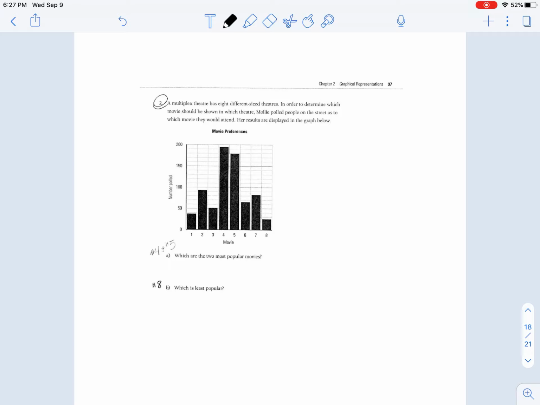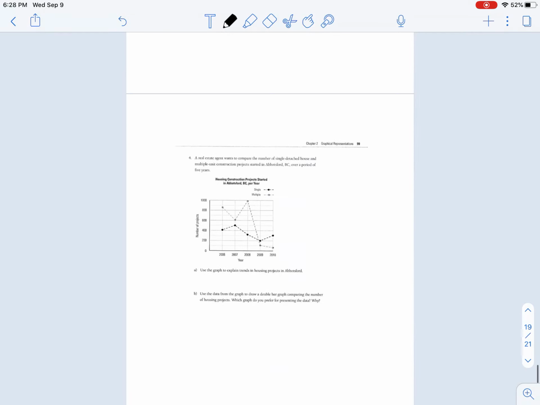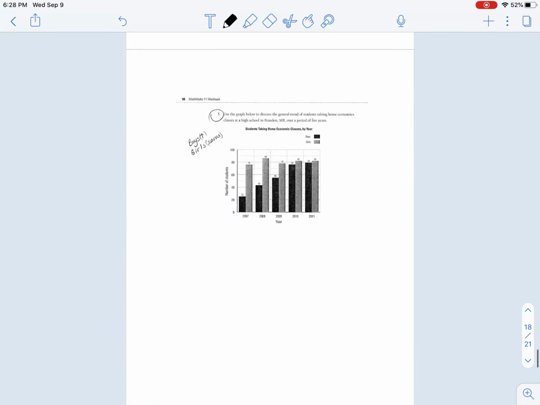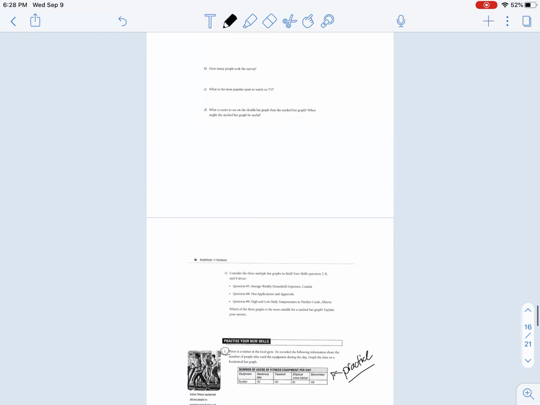You can try number 2 out. Remember, look at the graph before looking at the questions. Understand the graph before understanding the questions. Number 3 you can definitely do. So you just have a few to try out on your own. And other than that, again, if you're still confused, come ask questions.